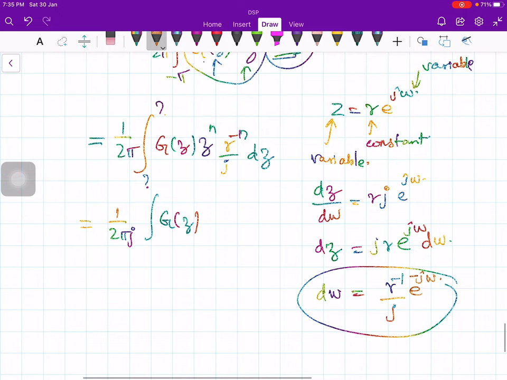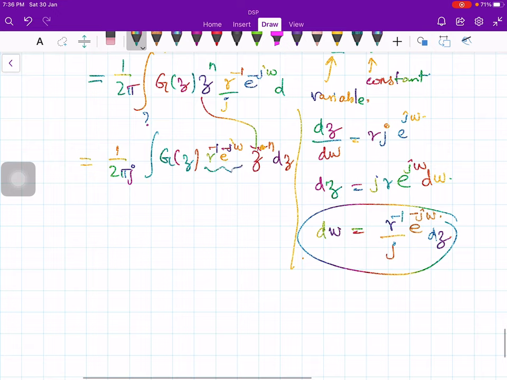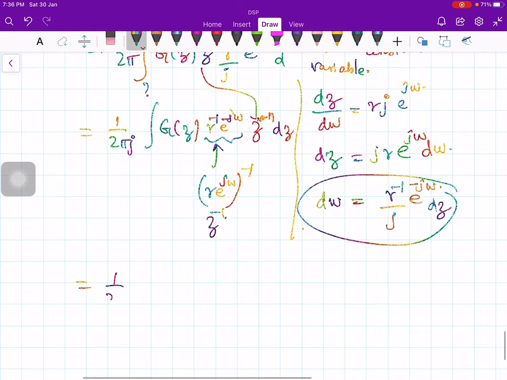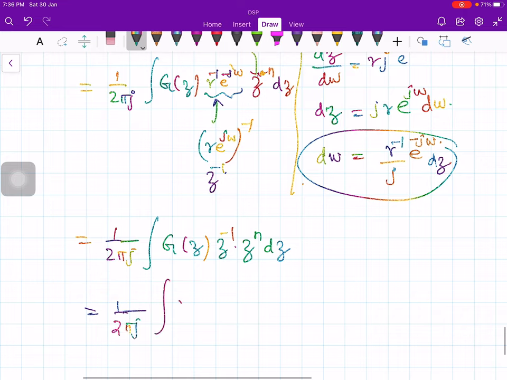So r to the minus 1 e to the minus j omega and dz, right? So this j has come outside of the integral, then r to the minus 1 e to the minus j omega, then z to the n and dz. And what is this? This you can write as r times e to the j omega whole to the minus 1, therefore z to the minus 1. So 1 by 2 pi j integral of g of z, z to the minus 1, z to the n, dz. So 1 by 2 pi j, g of z, z to the n minus 1, dz. That's it.